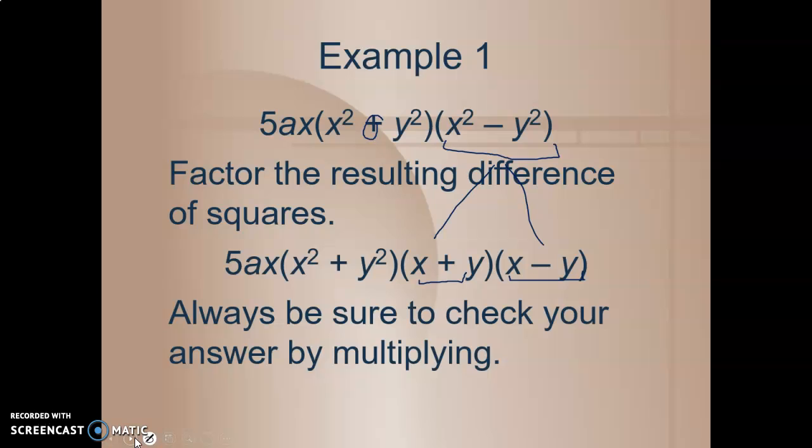We can always check our work by multiplying it back out. We can FOIL these, multiply those together, multiply that against that, and then the result with 5ax, and it will get us back to our original expression.